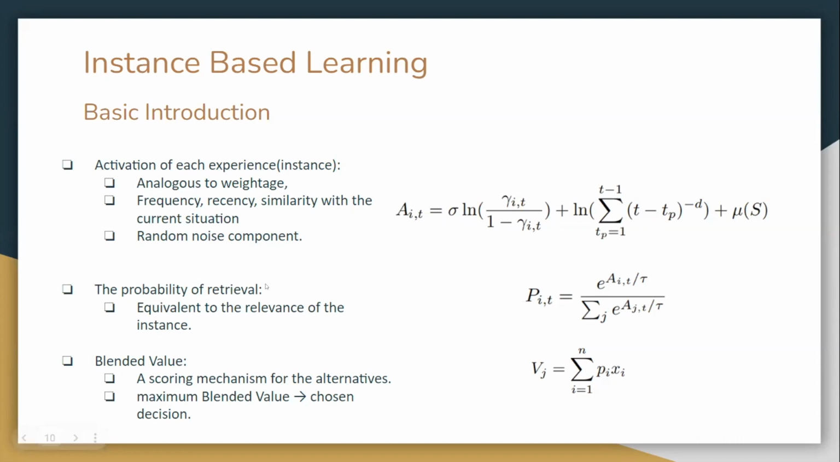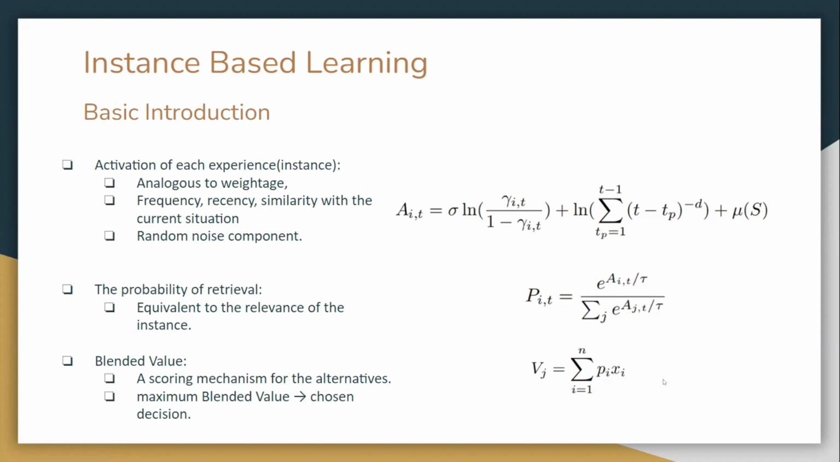The next step is finding the probability of retrieval. This probability of retrieval is actually a function of activation, as we can see over here, but it is a more refined form of calculating the weightage of each experience. As we can see, this formula resembles the softmax formula, where we take the ratio of the weightage of each experience to the entire weightage of all the memory experiences of that action. So this would give us a probability value, a fractional value from 0 to 1.